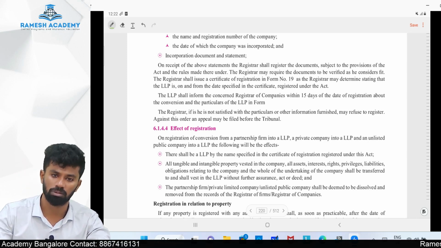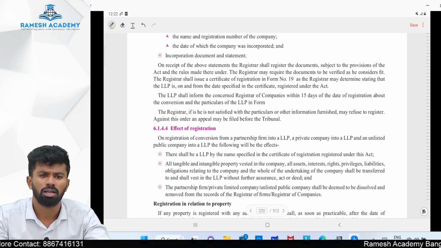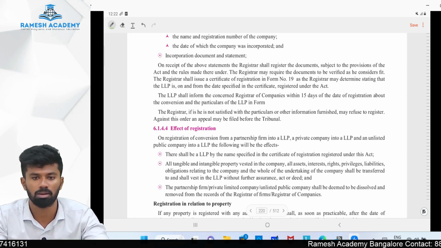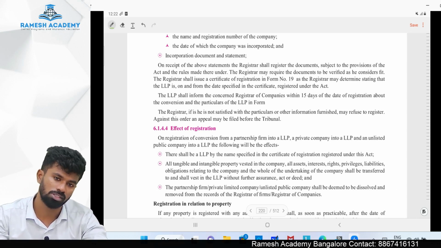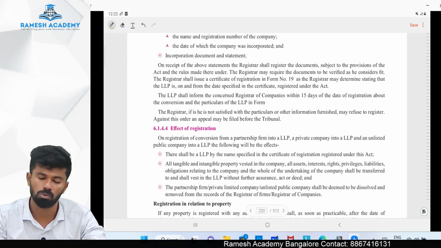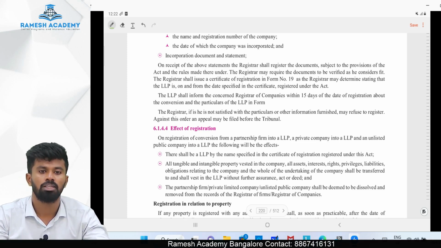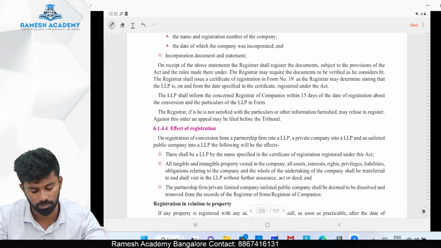Same even in case of private company or unlisted public company, and there has to be a statement by the existing partners, or members in case of private company or public company, and they must also deliver the certificate of registration to the LLP, the ROC, Registrar of Companies. ROC will verify everything and then issue a fresh certificate of registration and the LLP comes into effect.